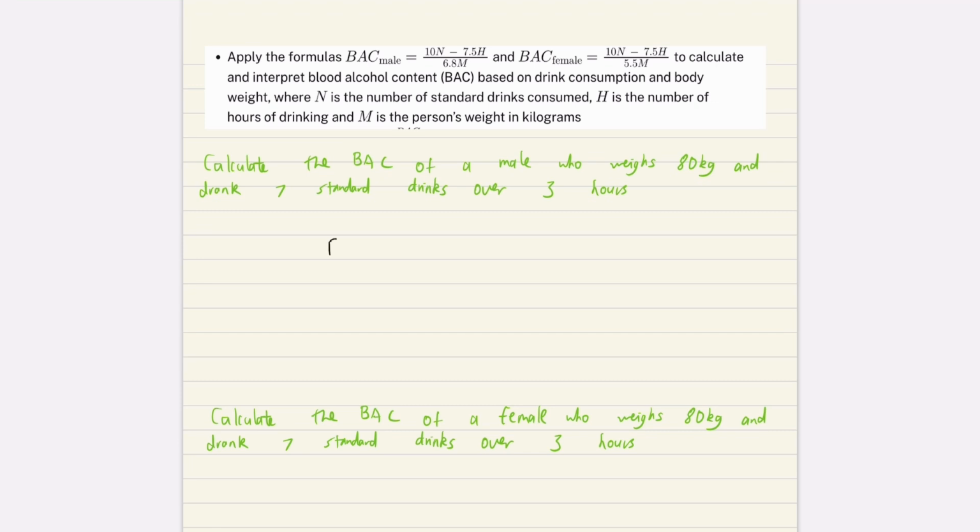So our formula is BAC for male is equal to 10N minus 7.5H over 6.8M. So for N, we've got our standard drinks, which is 7. So we're going to get 10 times 7 minus 7.5 times the number of hours, which is 3. And all of that is going to be divided by the mass times 6.8, or 6.8 times the mass. Okay, and if we work that out, if we type that into our calculator, that's going to be approximately equal to 0.0873 if we round. So that is the male's blood alcohol content.